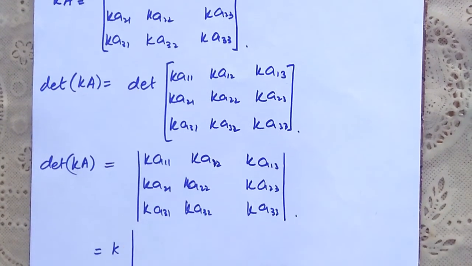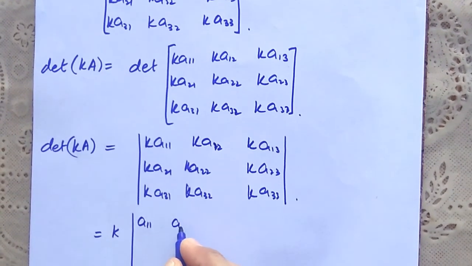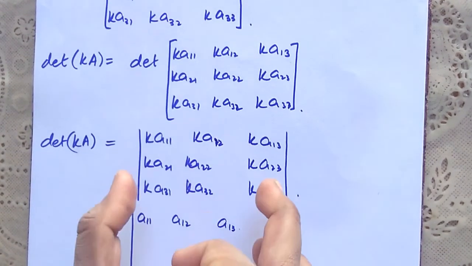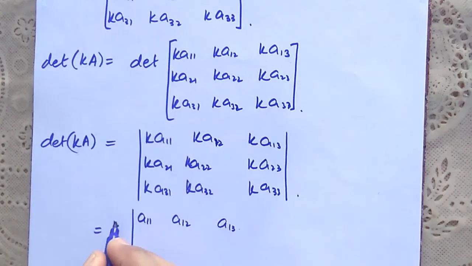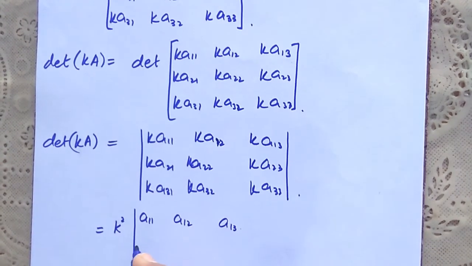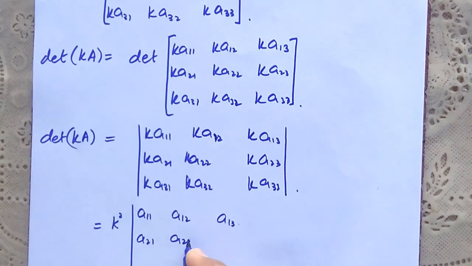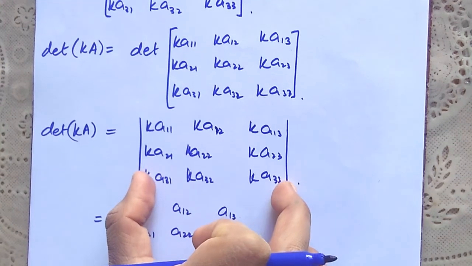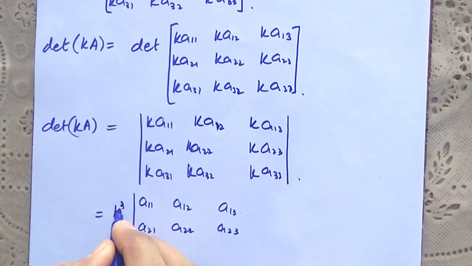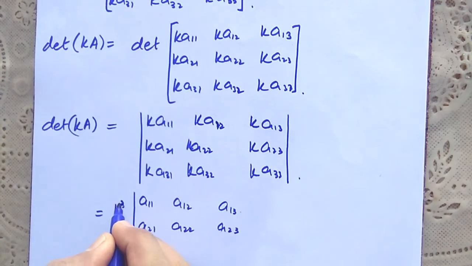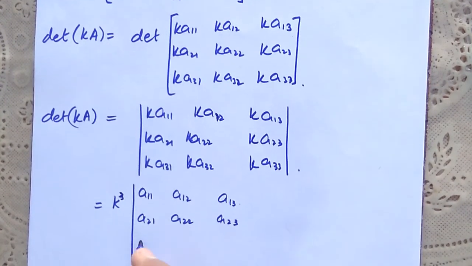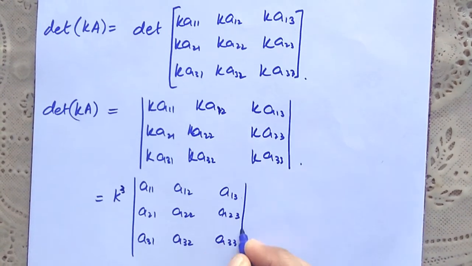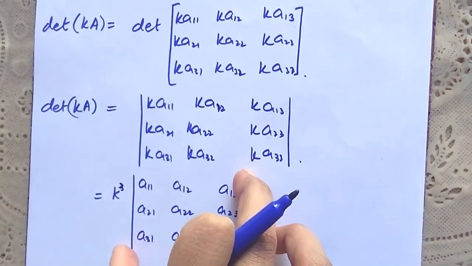So it becomes k times A11, A12 and A13. Now take k as common from the second row, so it becomes k square, and the second row becomes A21, A22 and A23, and similarly take k as common from the third row, so it becomes k cube. Means when we multiply another k with k square, then it becomes k cube. And the third row is A31, A32 and A33. Now what is this? It is the determinant of A.